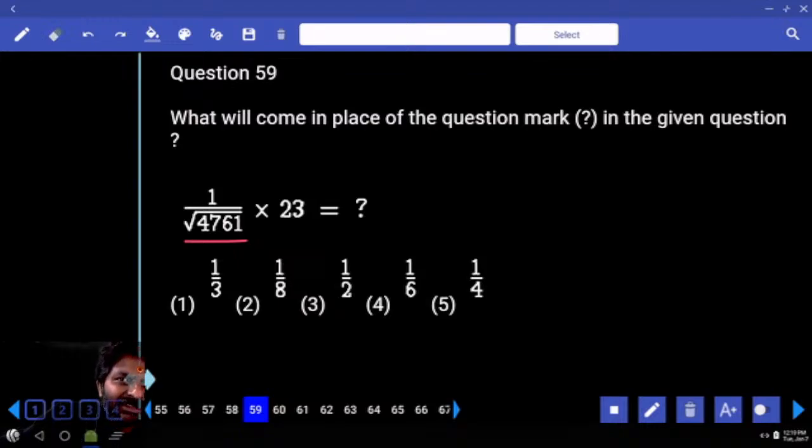60 square is 3,600, 70 square is 4,900. That number is close to 4,900, correct? As it is ending with 1, it must be 60. 23 by 69.